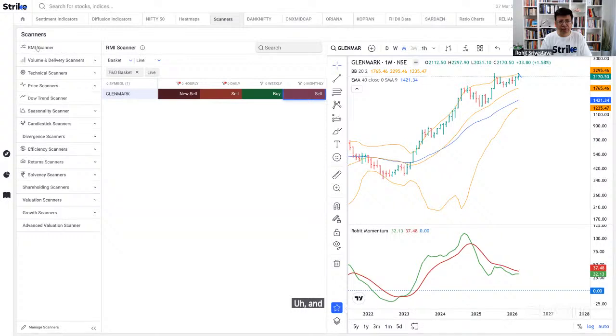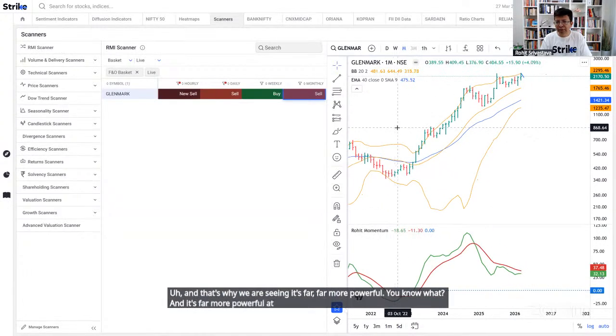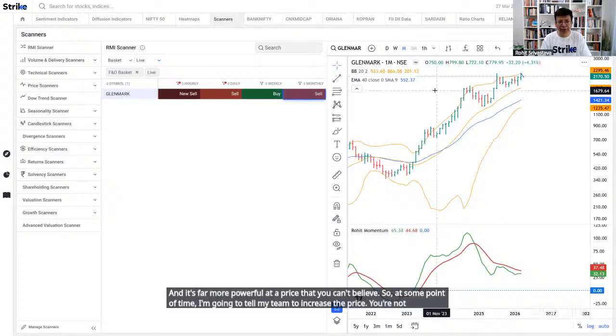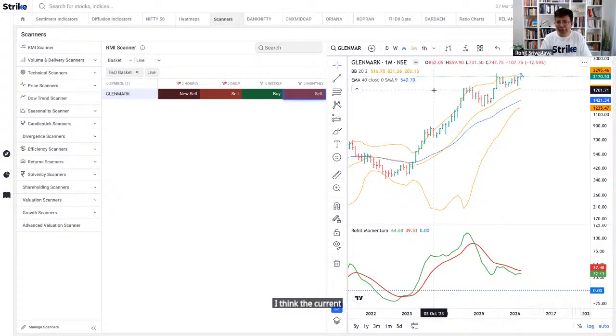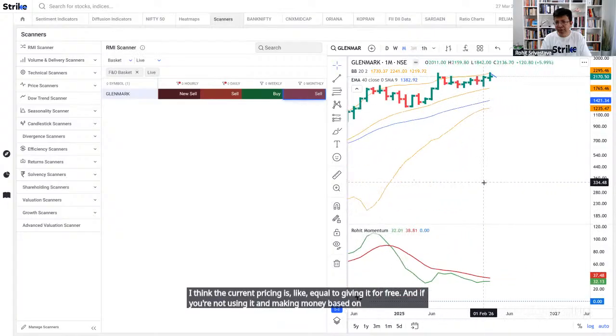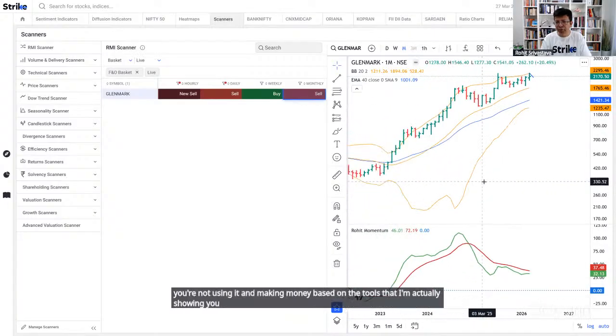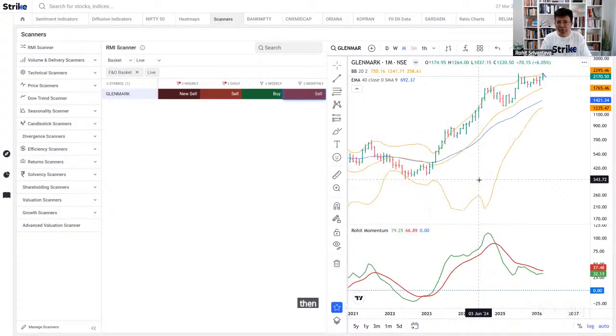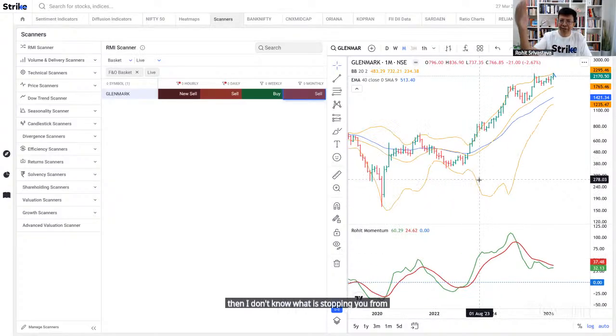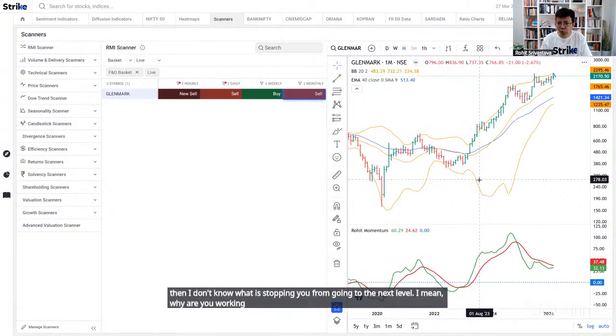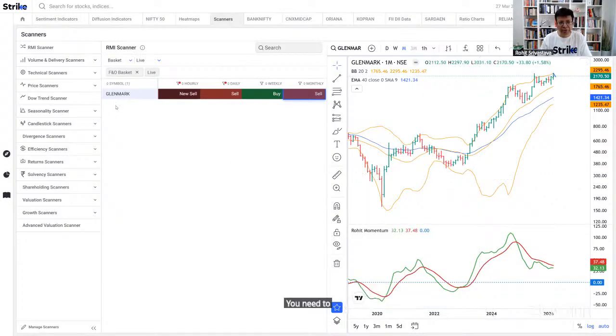And that's why we are saying it's far more powerful, at a price that you can't believe. So at some point of time, I'm going to tell my team to increase the price. You're not getting this for free. I think the current pricing is equal to giving it for free. And if you're not using it and making money based on the tools that I'm showing you, which are so powerful, then I don't know what is stopping you from going to the next level. Why are you working at a level so low? You need to work at a higher level.